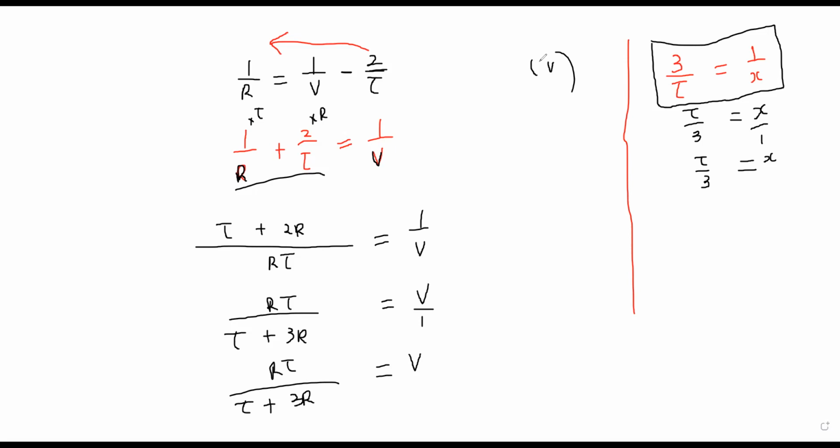So all we do is take over this 2 upon T. This 2 upon T is subtracting, so when we take it over, it will come over here and add, right? You see that? Then we're left with the 1 upon V. We don't want 1 upon V, we want V as the subject, right?